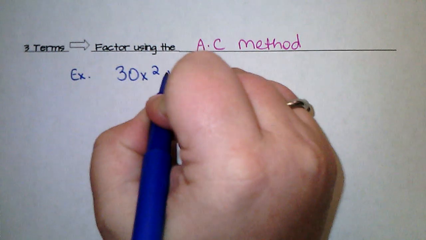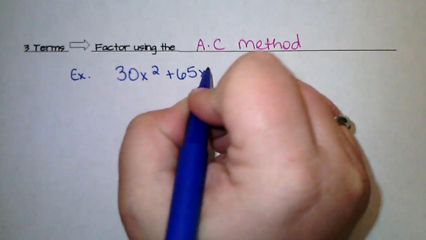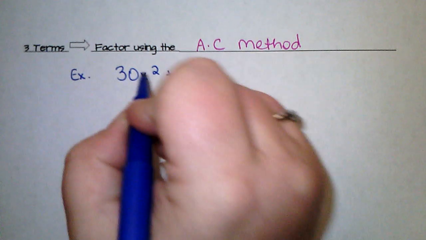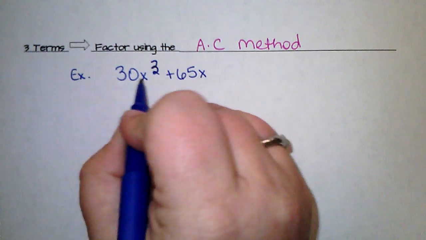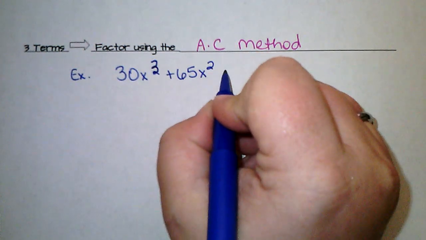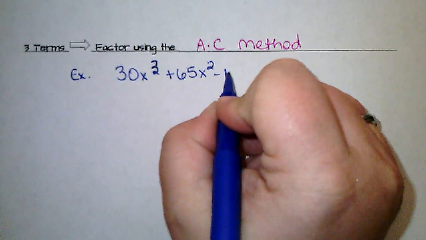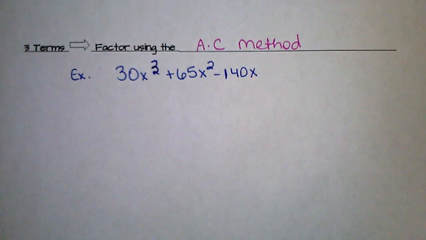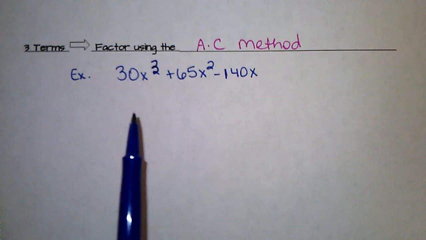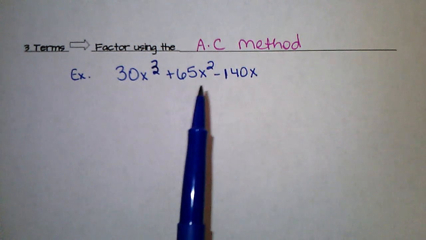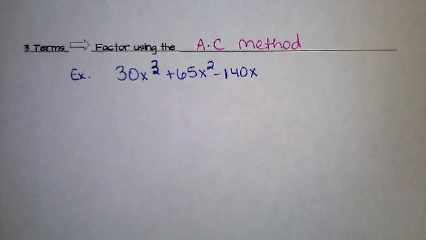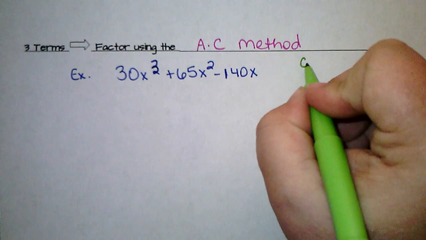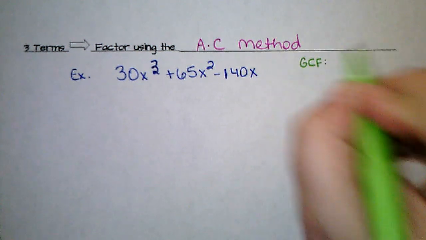30x squared plus 65. Actually, let's make this to the third. 30x to the third, plus 65x squared, minus 140x. Okay, so this has three terms. 30x to the third is the first term, 65x squared is the second term, and negative 140x is the third term. So always and forever, the first step of factoring is to look for that GCF.